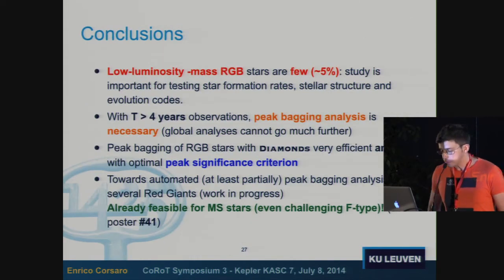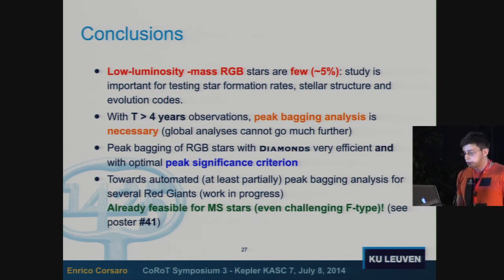So to conclude, low luminosity and low mass red giant branch stars are few, only 5% of the sample. Their study is important for testing stellar formation rates and stellar structure and evolution codes. And with such long observations now available from Kepler, the peak bagging analysis is really necessary if we want to go further and understand more, because global analysis cannot do much more at this point. And the peak bagging of these stars seems to be very well performed by the DIAMONDS code, and also the peak significance criterion proves to be very reliable.